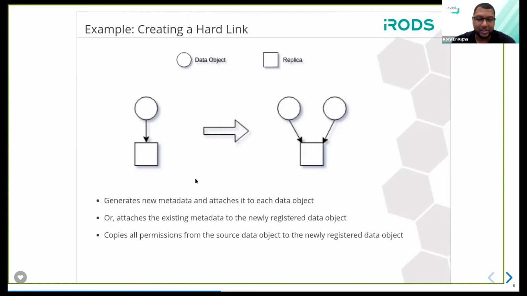And so in that scenario, what happens is the rule engine plugin will look at the data object and say, is this already a hard link metadata, hard linked replica? If it is not, then it will generate new metadata and attach it to the source data object. And it will also register that replica with the new hard link name and attach the metadata to that name, to the new logical path or data object. This also means it copies all permissions from the source data object to the newly registered data object.